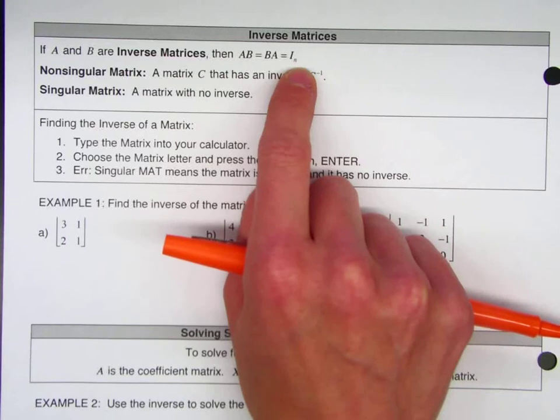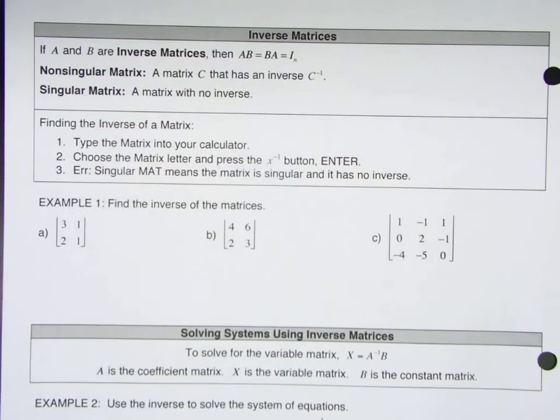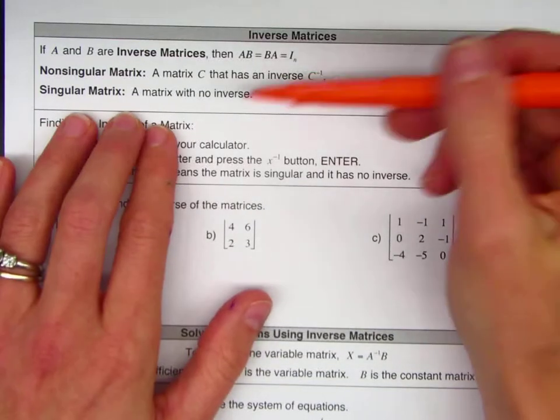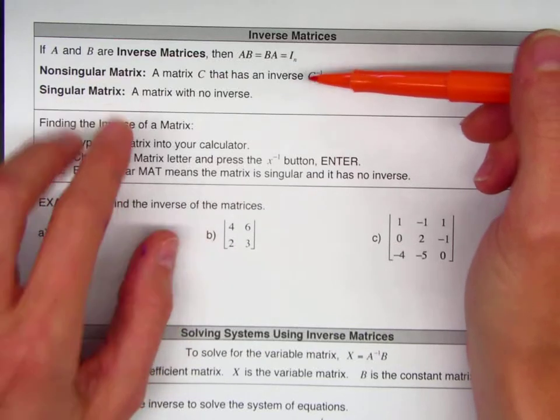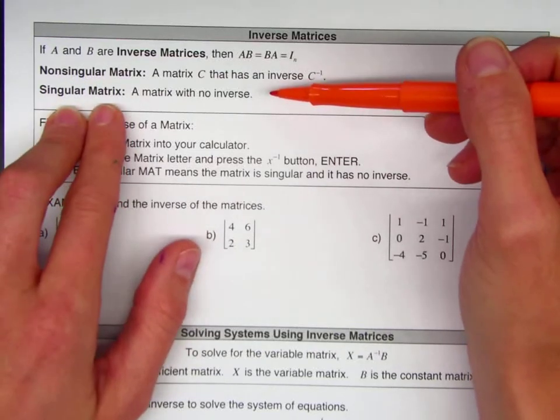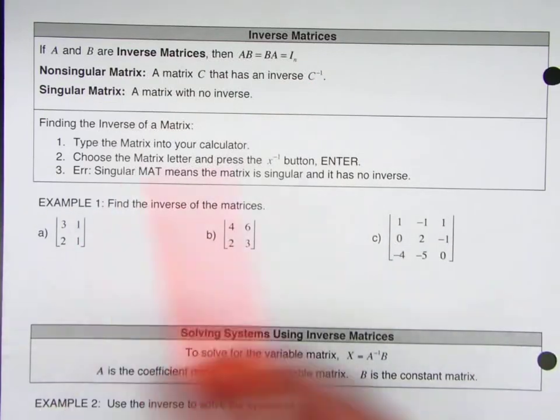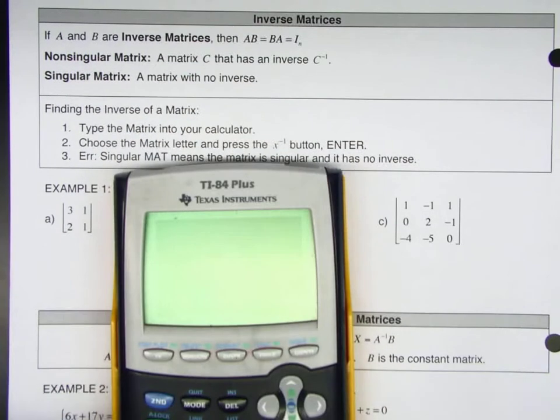If you multiply two square matrices and they equal the identity matrix, then you know that they're inverses. Okay, so these two are new definitions. A non-singular matrix has an inverse, and a singular matrix does not have an inverse. Okay. So to find an inverse, we're going to do this together here.